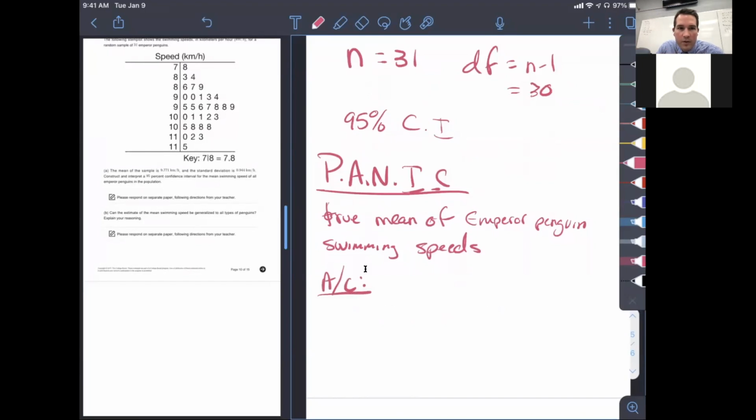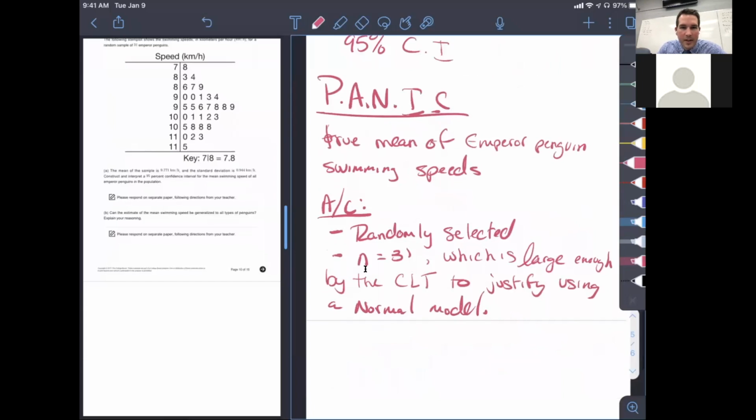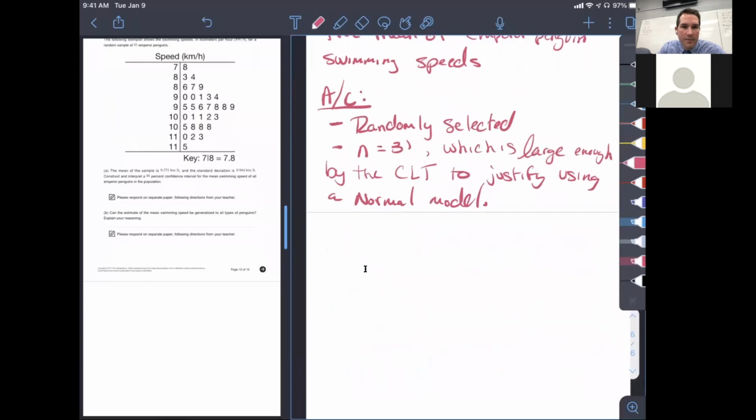So we have to think back. What are the things that we need in order to have a mean? Randomly selected, usually. And then we have to look at our sample size, which is equal to 31, which is large enough by the central limit theorem to assume that the sampling distribution is approximately normal, and to justify using a normal model. So once we get to that, now we build our confidence interval.